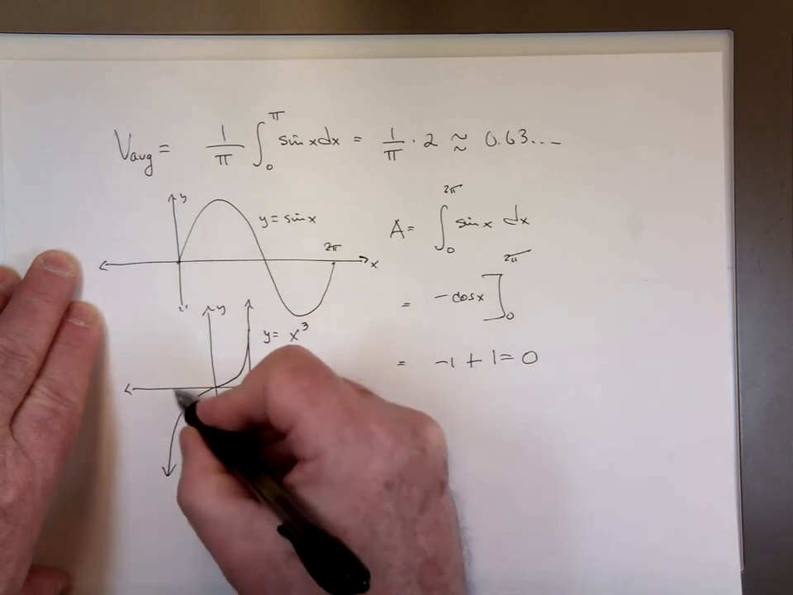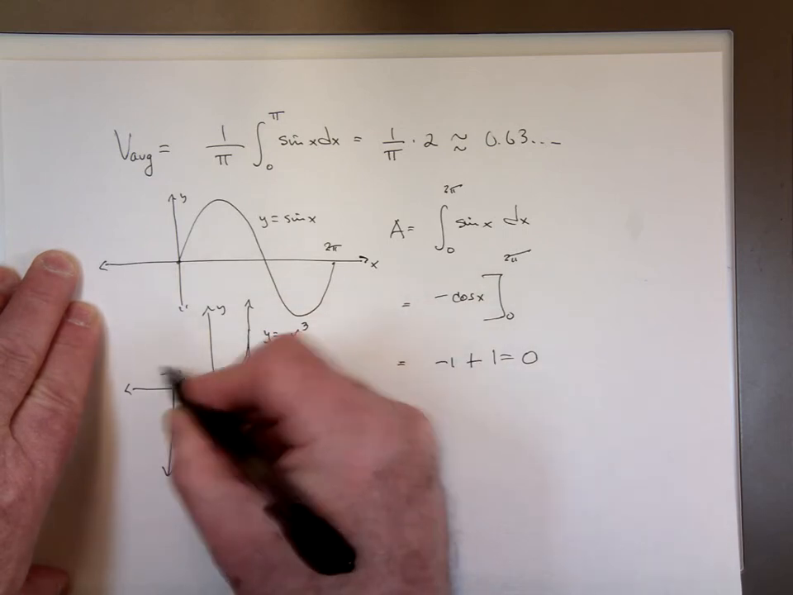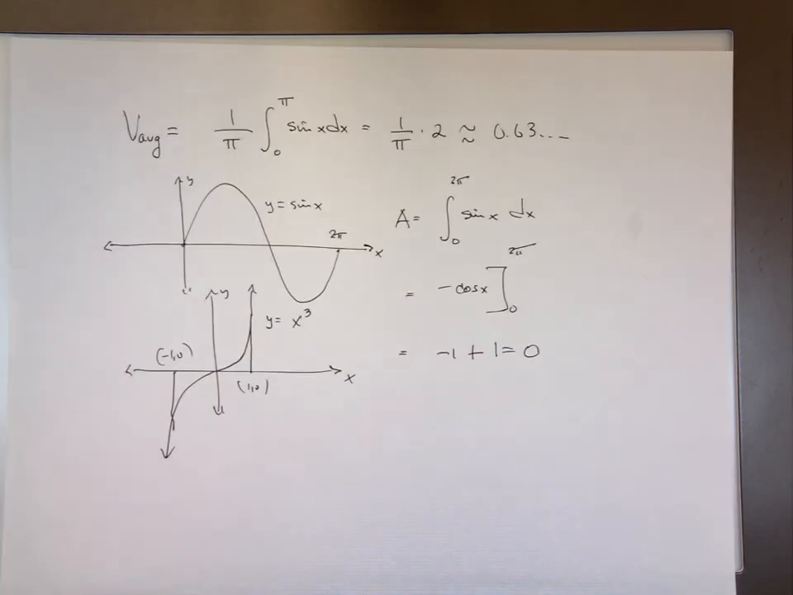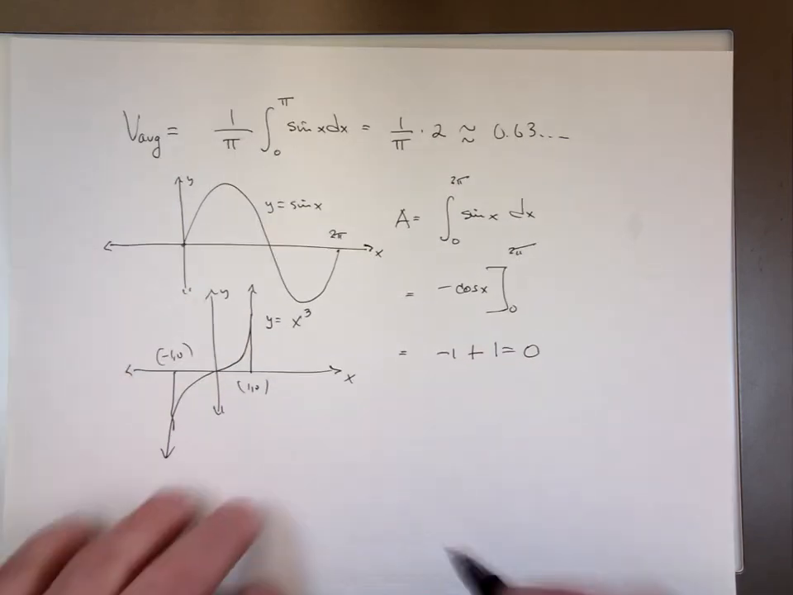Okay, here's what I want you guys to do. Find the area under y equals e to the x. Why don't you find the area from 0 to 10?